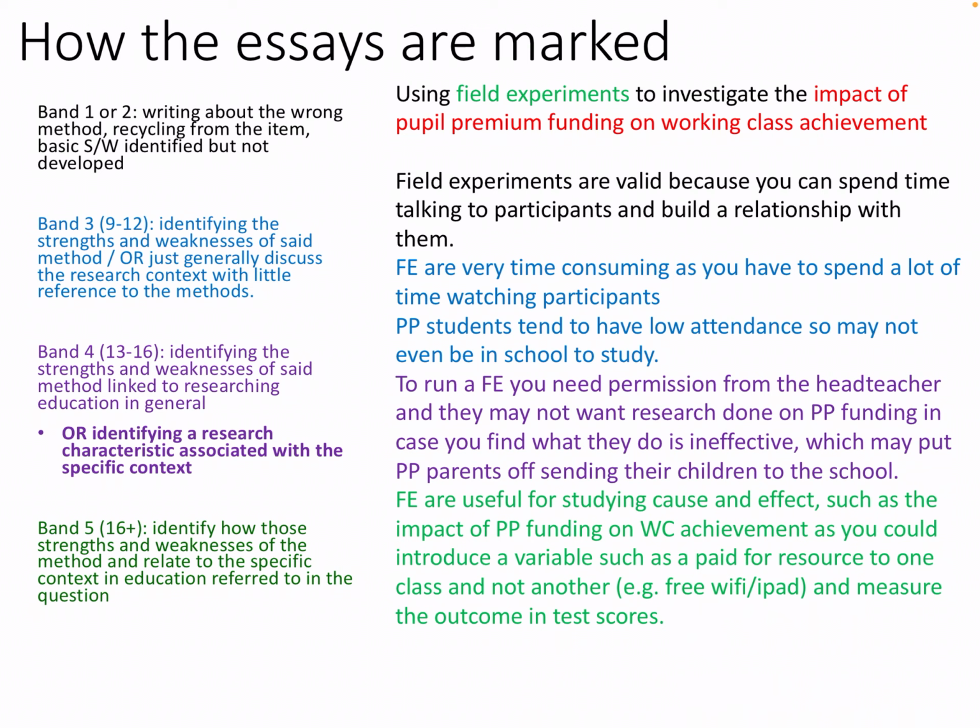Field experiments are used for studying cause and effect, such as the impact of pupil premium funding on working class achievement, as you could introduce a variable, such as a paid-for resource, to one class and not another. So, for example, free Wi-Fi iPads. And then you could measure the outcome in test scores. Obviously, another point to that could be, however, that's seriously unethical, giving something to one and not another, but I won't go into that. That is strong enough to be band 5.